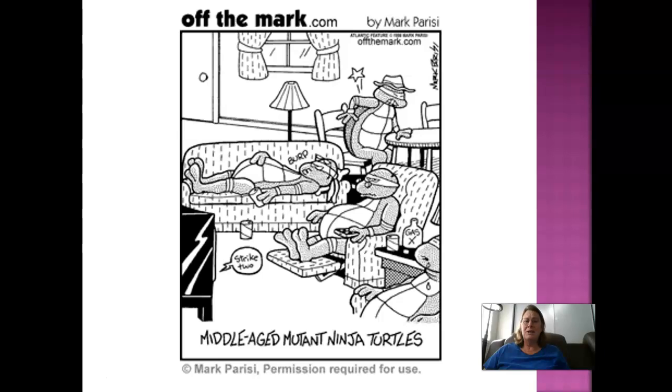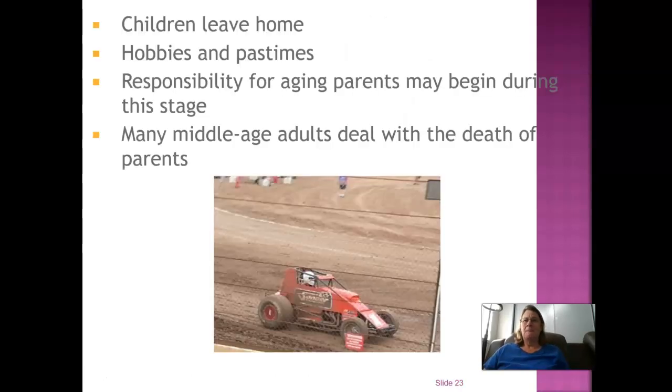I thought this was really cute. My kids used to love Mutant Ninja Turtles, and so I found this middle-aged Mutant Ninja Turtles of their burping and backaches and poor eyesight. Unfortunately, all things that tend to happen as we get older. So children leave home, so people are starting to develop hobbies and pastimes to fill that empty time. Many, like I said, will still have responsibility for aging parents. And unfortunately, many middle-aged adults are going to have to deal with the death of their parents at this point.